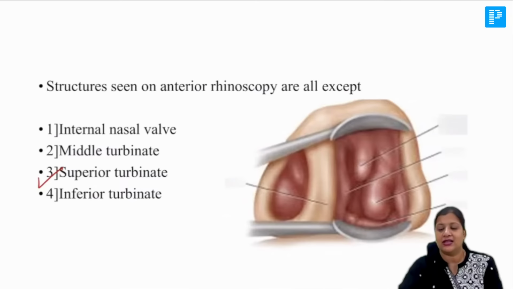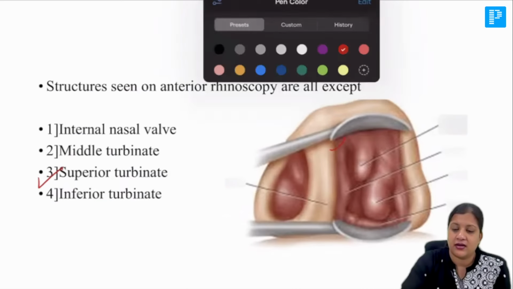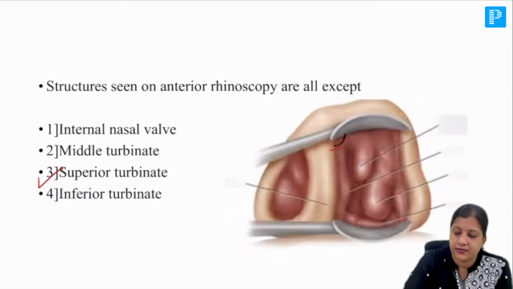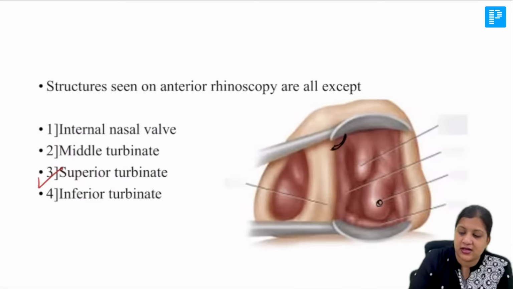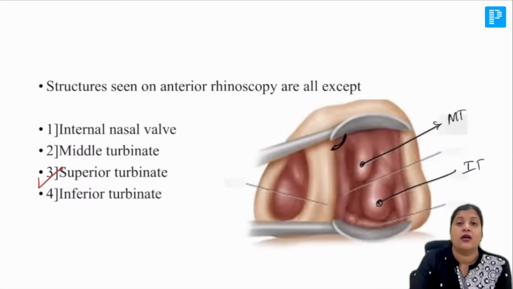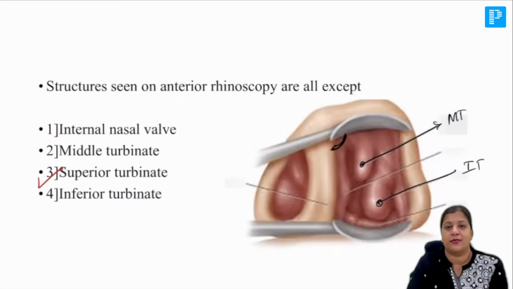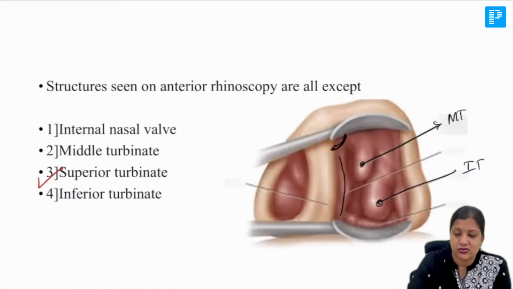So we can see this is the area of the internal nasal valve. Right? What is this turbinate here? This is your inferior turbinate. This turbinate here is your middle turbinate. We cannot see the superior turbinate. And what we see here, this one is your nasal septum.